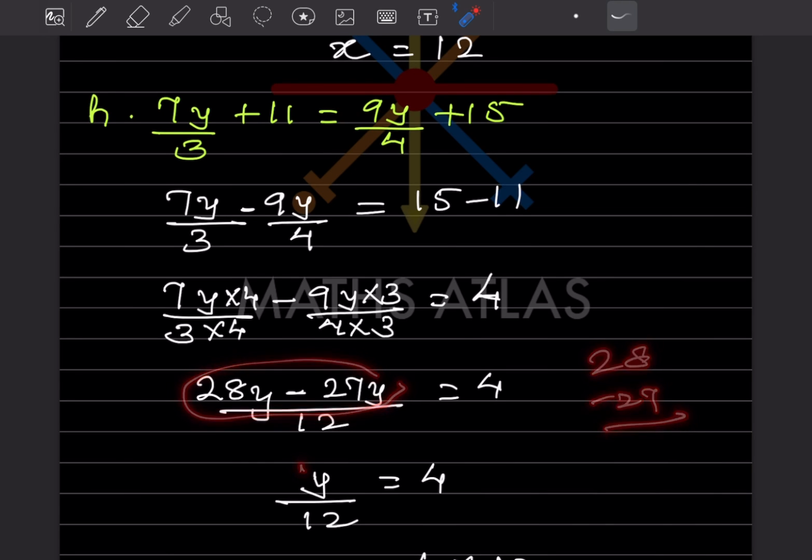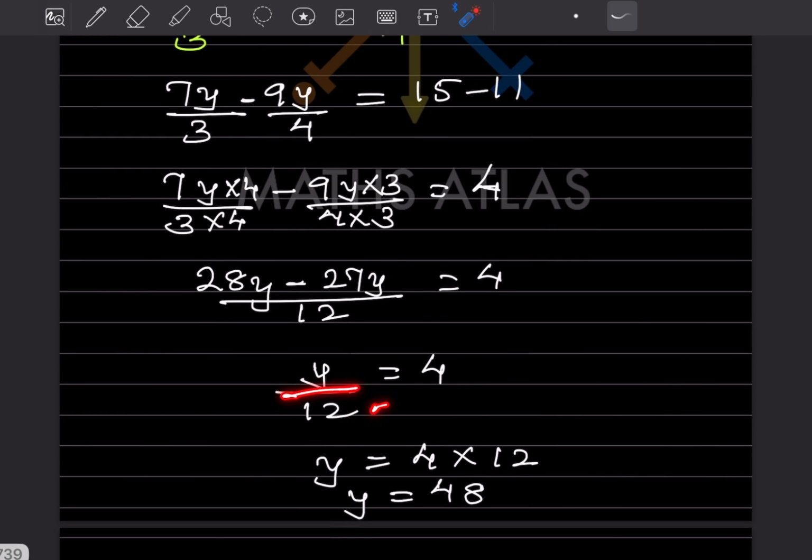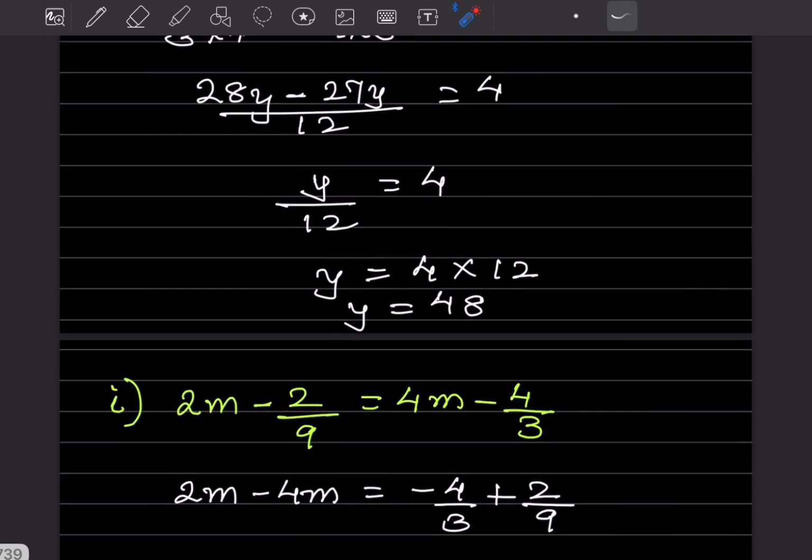We don't write 1, because 1 into y is just y. Y by 12 is 4. So y is going to be, this was divided, so it will go to the other side, so that will get multiplied. So y is 48.